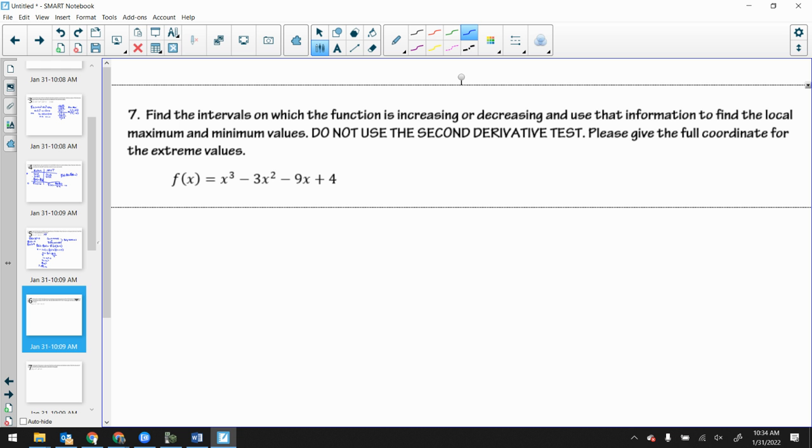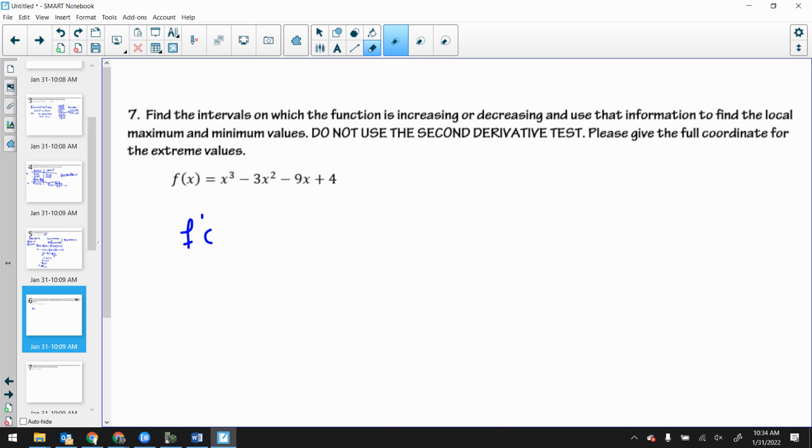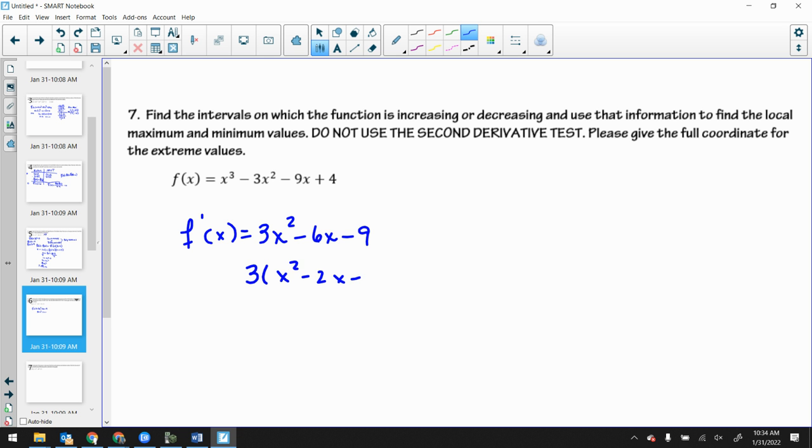Well, to do that, we look at the critical points, right? So f prime of x is 3x squared minus 6x minus 9. Factor out the 3: x squared minus 2x minus 3. So that means I've got an x minus 3 and an x plus 1, so 3 and negative 1. Sorry, I'm trying to go fast to get to all the problems.